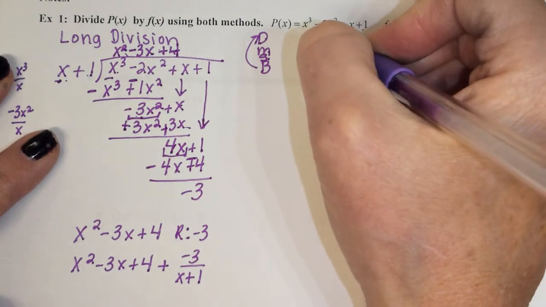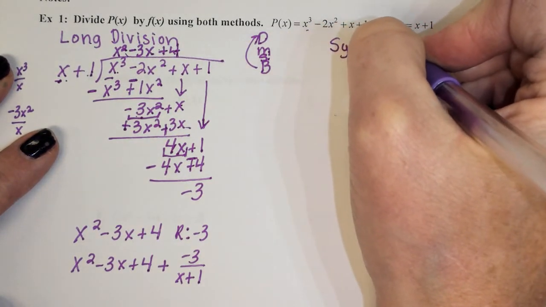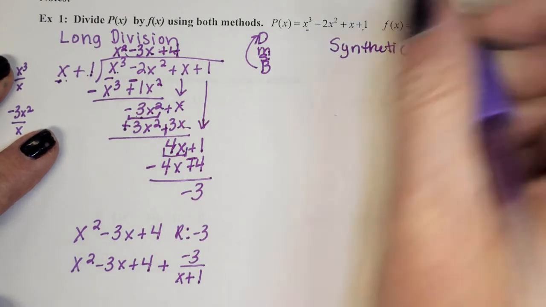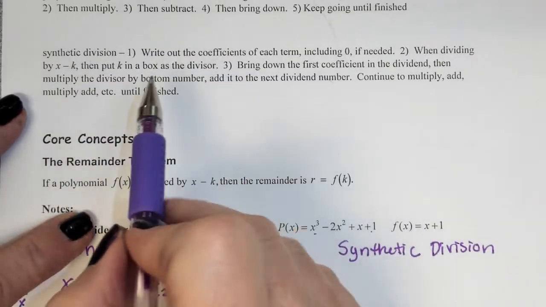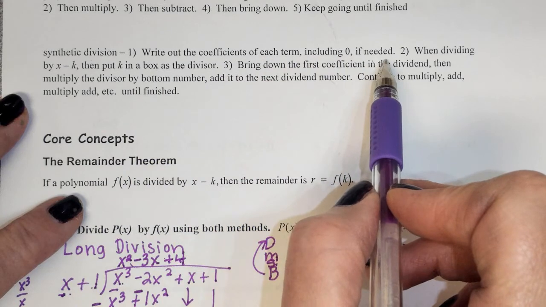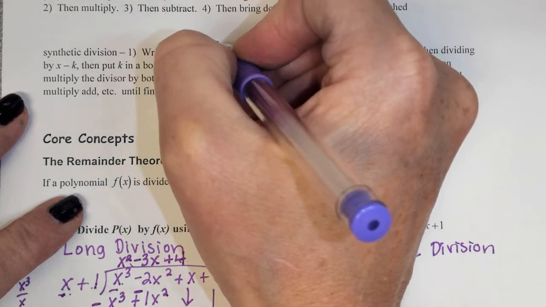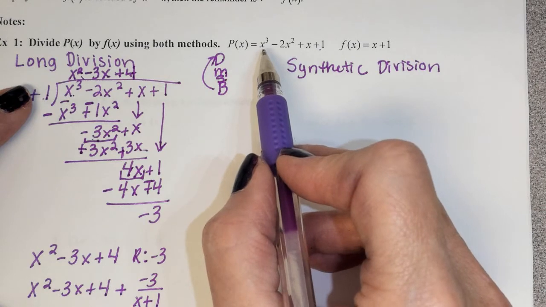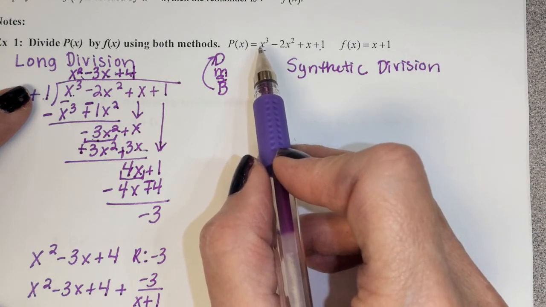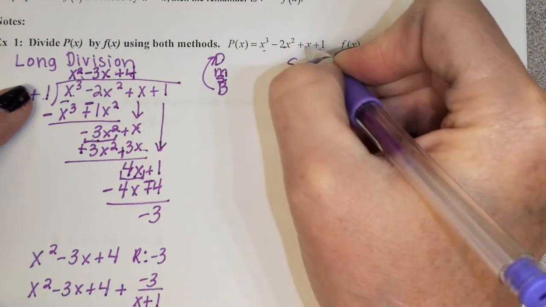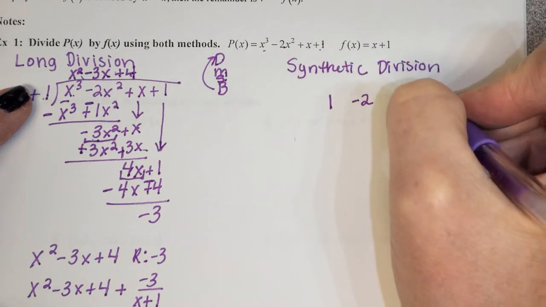The next way we're going to look at is called synthetic division. We're going to do the same problem. Look at the steps. Write out the coefficients of each term, including 0 if needed, and this is in the dividend. So look at your dividend right here. I know you didn't get a chance to write that down, but that's okay. Our coefficients of the dividend are 1, -2, 1, and 1.